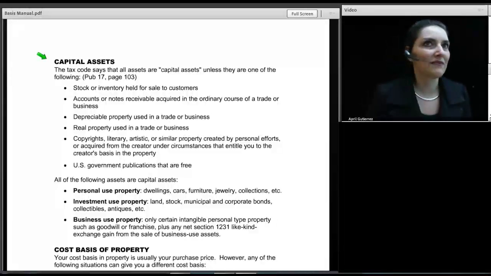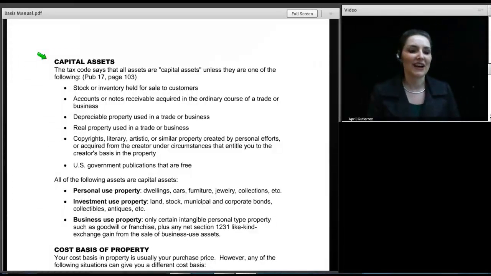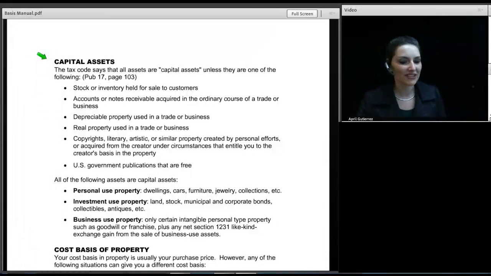And this is one of the areas of tax code that I like to make a joke out of because the tax code does it quite often. The tax code says that all assets are capital assets unless they are one of the following. And so I like to say, well, all assets are capital assets except when they're not. So let's learn when they're not.